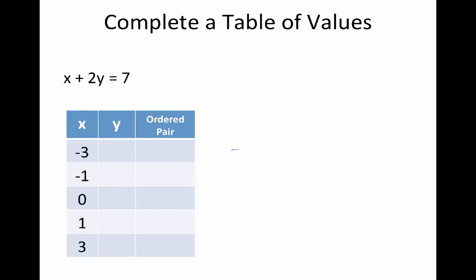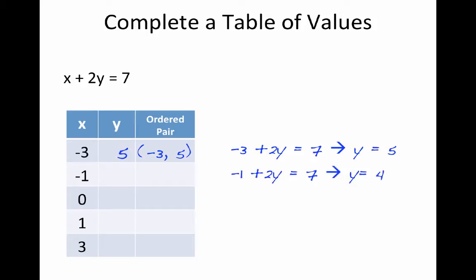When x is -3, you'll have -3 plus 2y is equal to 7. When you solve for y, you get y is equal to 5. So you have the ordered pair, x is -3, y is 5. When you have x is -1, you'll have -1 plus 2y is equal to 7, or when you solve for y, y is equal to 4.